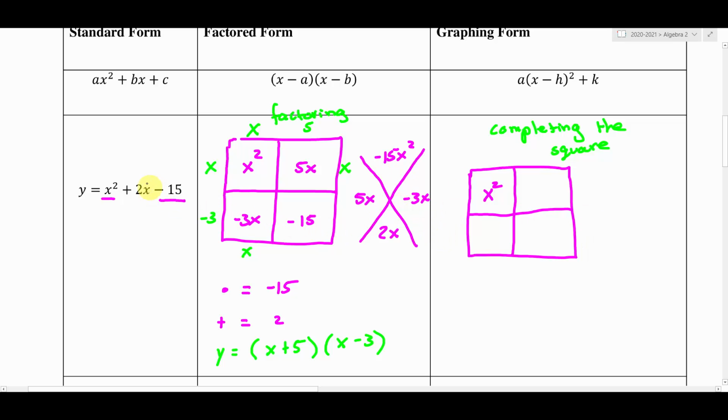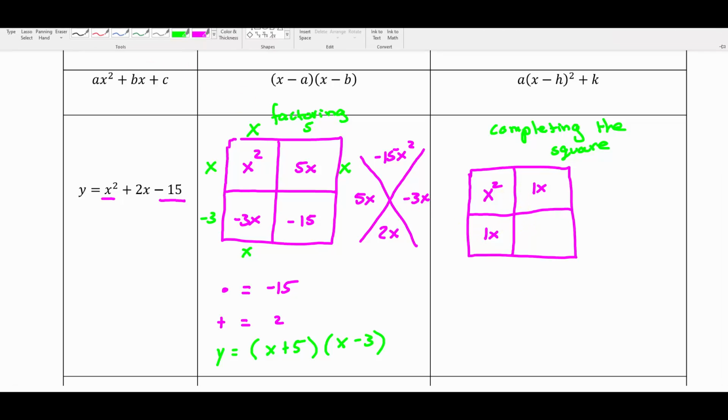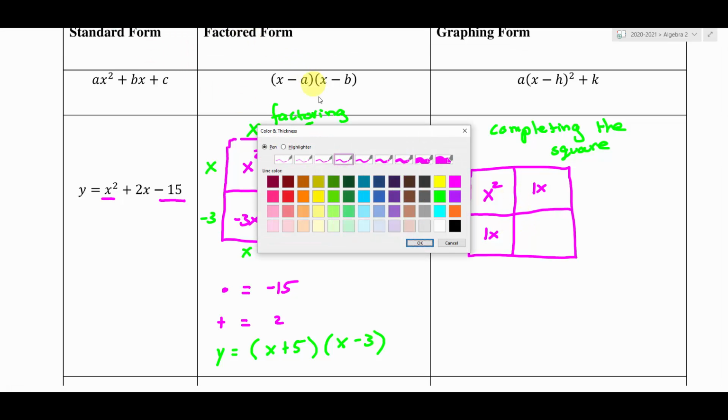So what I'm going to do is take this 2x, this middle term, and cut it directly in half. If I take 2x and divide it in half, I get 1x. So I'm going to put 1x here, and 1x here. There's my x squared. There's my 2x. All that's left is this negative 15, and we'll get to that in just a minute. At this stage, I'm going to stop and figure out my outside dimensions.